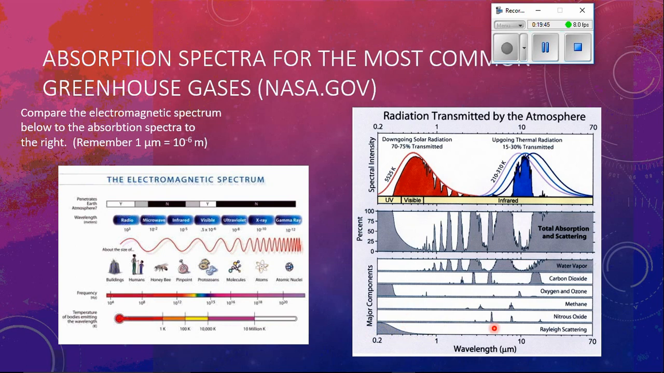But the big takeaway from this graph is that water, carbon dioxide, methane, a little bit oxygen and ozone, nitrous oxide, all of those greenhouse gases will absorb infrared photons and re-emit those in all directions, including down back towards the surface of the Earth, creating that positive feedback loop and therefore an increase in temperature on our planet.